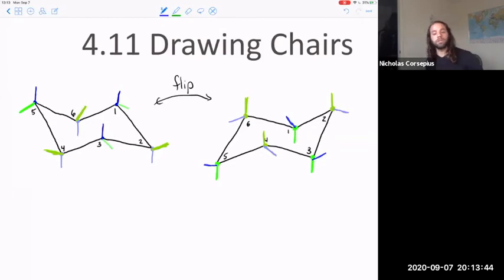So this is what happens in the flip: you have something that was in an axial position going to an equatorial position, something that was in an equatorial position going to an axial position. Being able to draw it is extremely tricky, so I would recommend going through this video a few times and just sort of getting the whole process down.